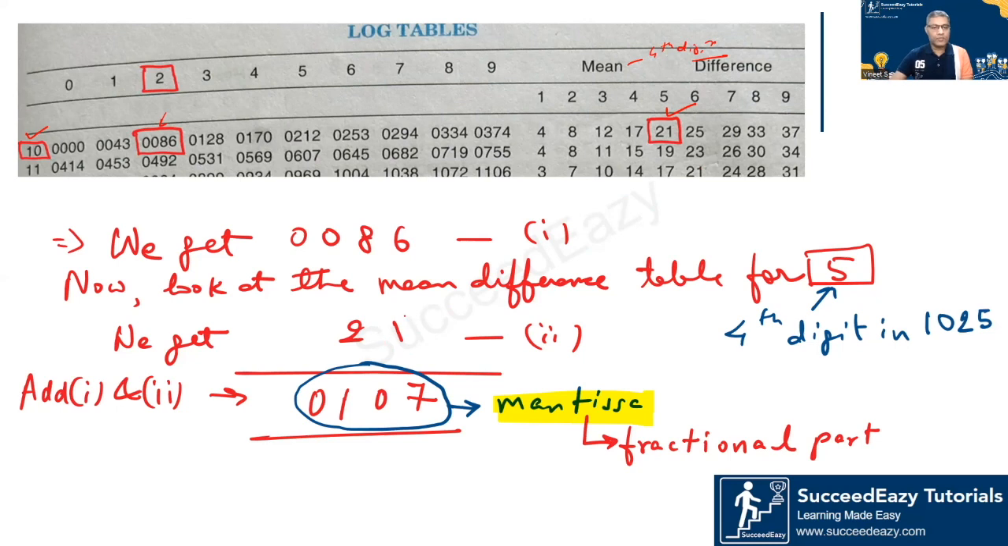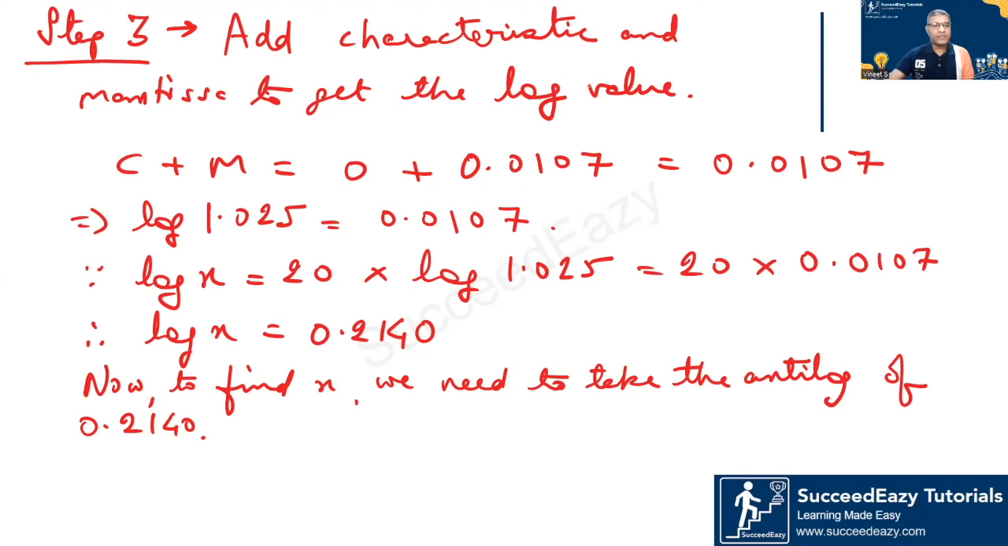Add them. What do you get? 6 plus 1 is 7, 8 plus 2 is 10, 0, 1. So you get 0107. Now this 0107 becomes your mantissa, or the fractional part for the log. Step 3, add characteristic and mantissa to get the log value. The characteristic was 0, the mantissa was 0.0107. So log of 1.025 to the base 10 equals 0.0107.